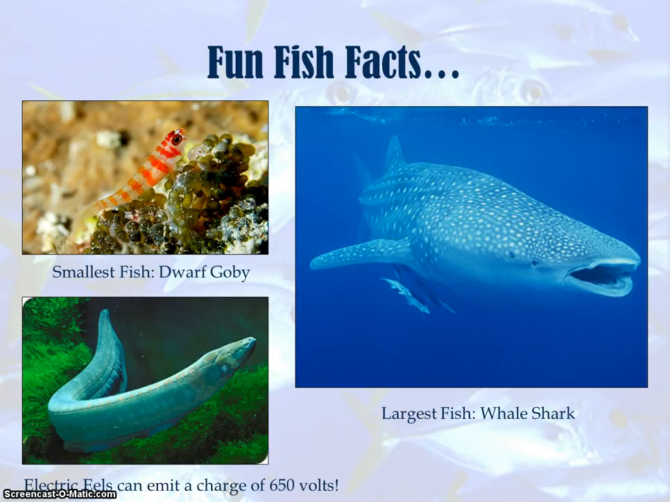Some facts about our aquatic chordata. The smallest type of fish is going to be called the dwarf goby. Your largest fish, and these are all fish that we've talked about so far, is going to be the whale shark. And then your electric eels, some interesting fact about them, they can produce a charge that is equal to about 650 volts of electricity. So just some interesting facts about our fish.